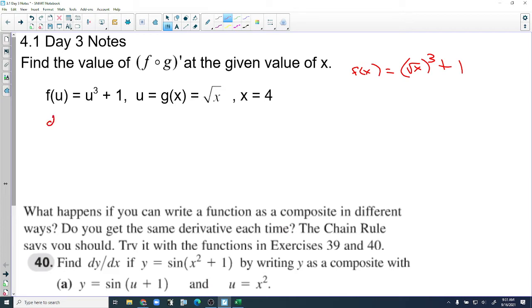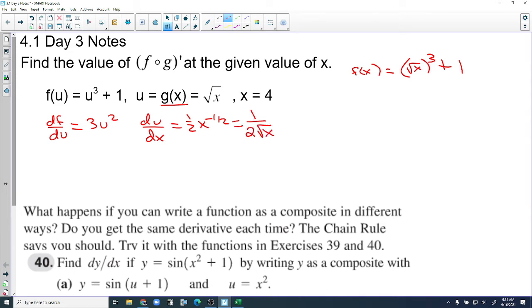So we're going to find df du. That's the outside function, which is going to be 3u squared. So the third power we could consider the outside function. And then du dx, which is g prime, so taking the derivative of u is the same as taking g prime. That's equal to 1/2 x to the negative 1/2, which is 1 over 2 square root of x.